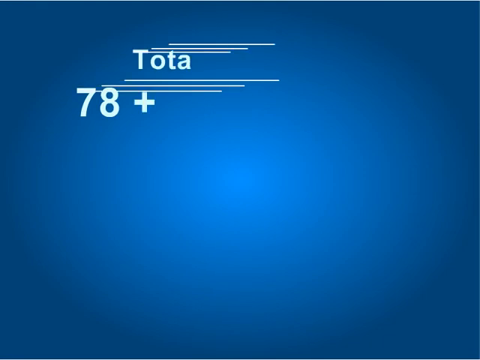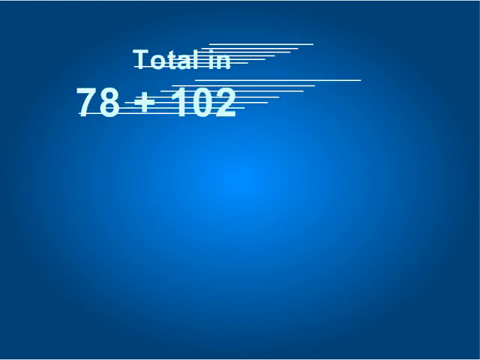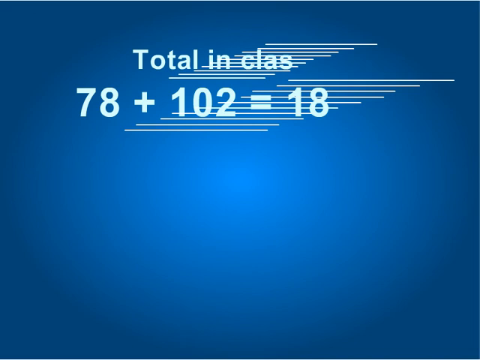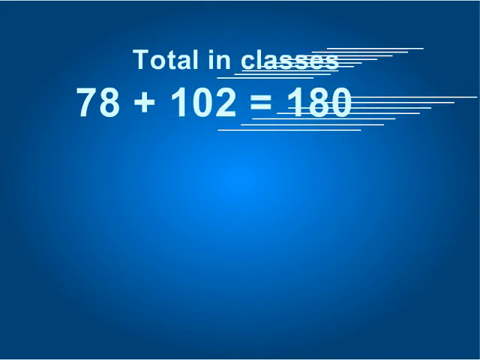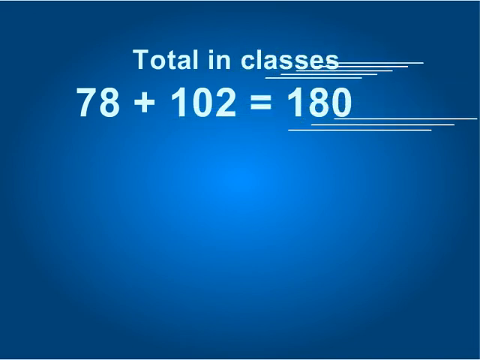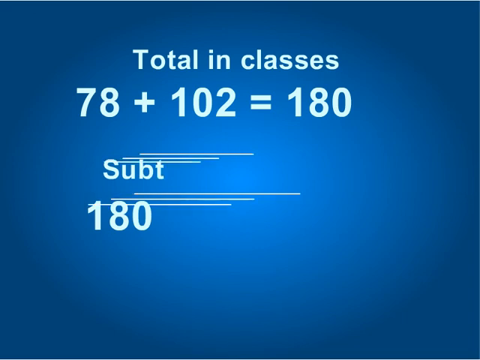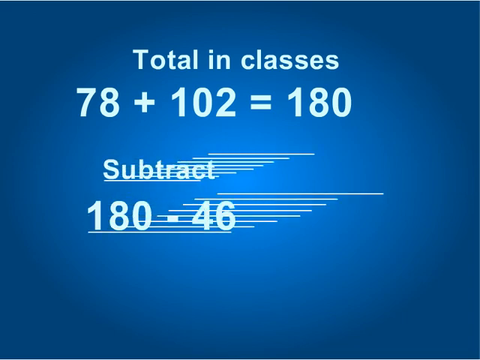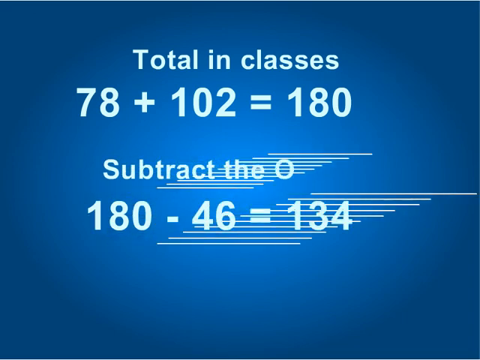The math is easy as long as you have the reasoning to back it up. First, we want the total in the classes. We've got 78 and 102, so there's 180 students enrolled in these 2 classes. But there are 46 that overlap or are in common. So we subtract that from the 180. We find out there are 134 students, actual students in the 2 classes.